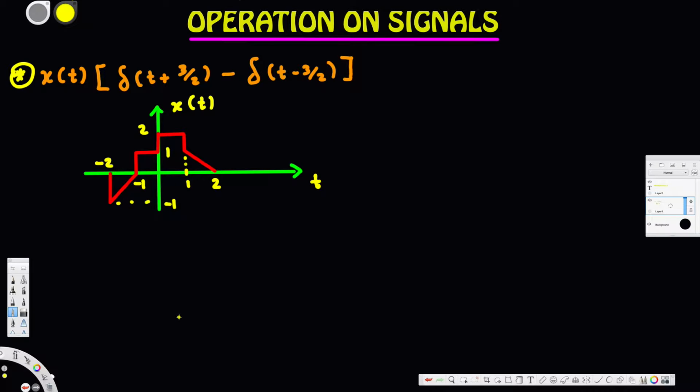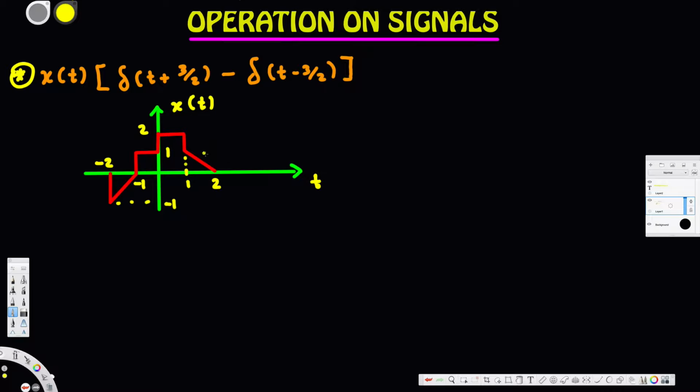In this video we are going to see how to sketch a signal based on the given expression. Here we have the expression given, that is x of t times delta of t plus 3 by 2 minus delta of t minus 3 by 2. Okay, now let's see what this delta represents.